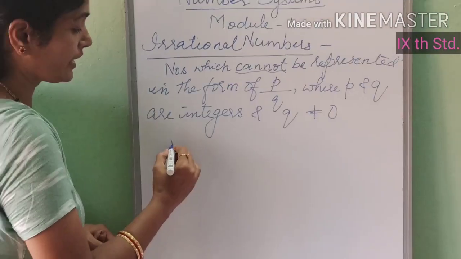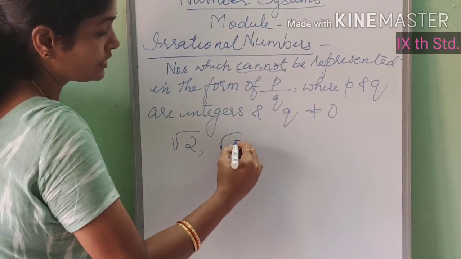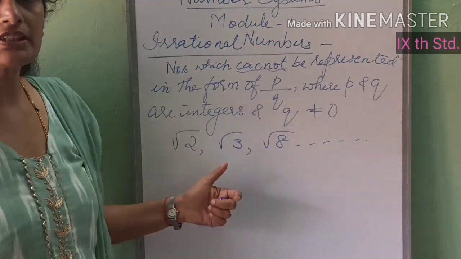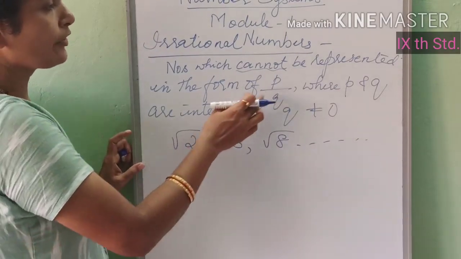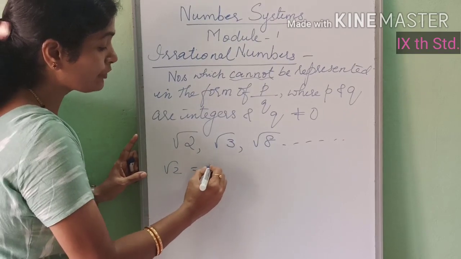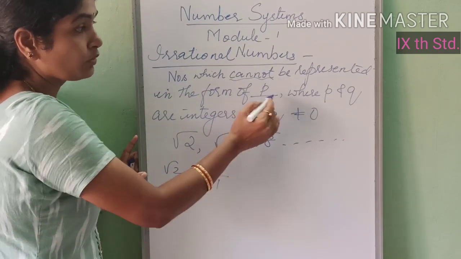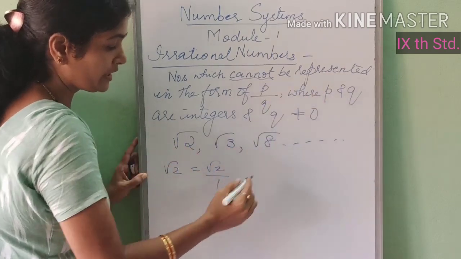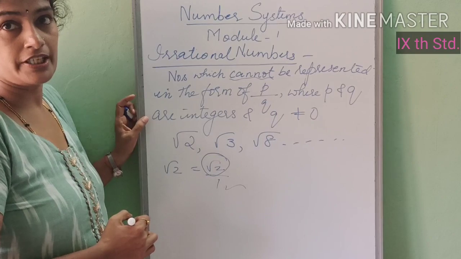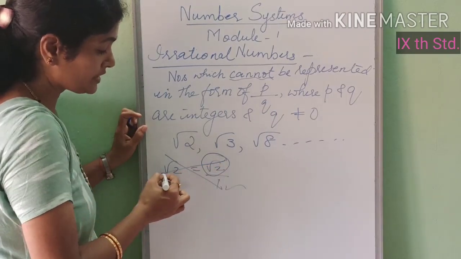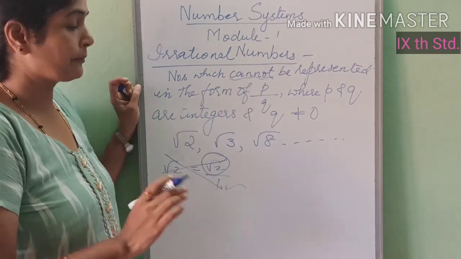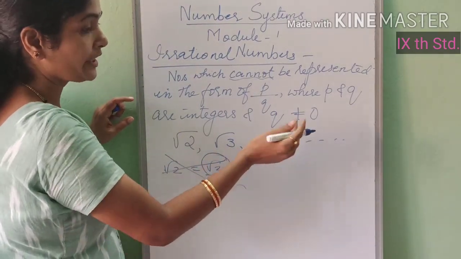For example, I will take root 2, root 3, root 8. All these are irrational numbers because they cannot be represented in the form of P by Q. You may say that I can write root 2 as root 2 by 1, fine. But see the condition where P and Q are integers. Q is an integer, agreed. But root 2 is not an integer. So it cannot be represented in the form of P by Q where P and Q are integers. Like that only root 3, root 8, all these.